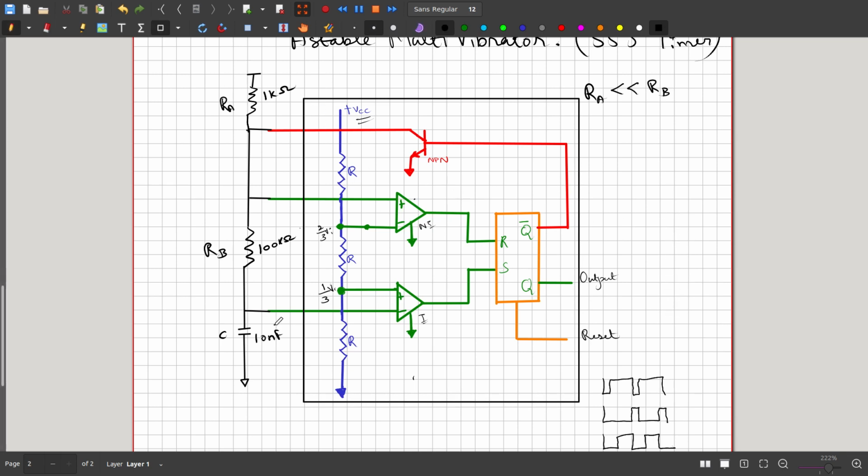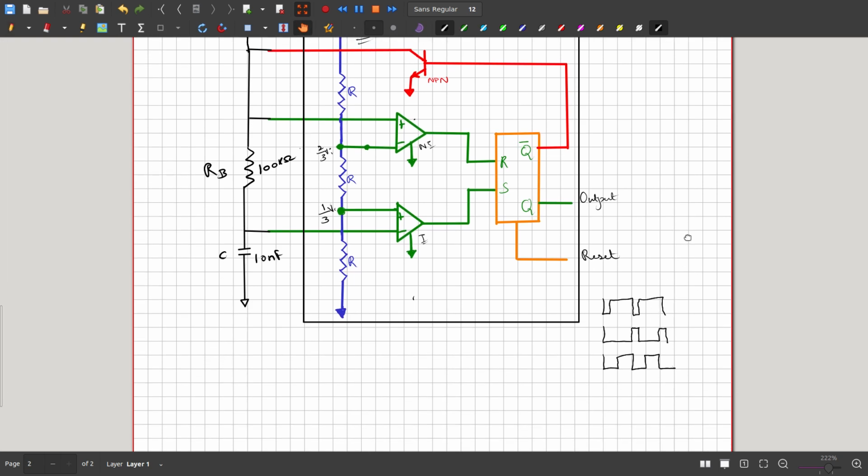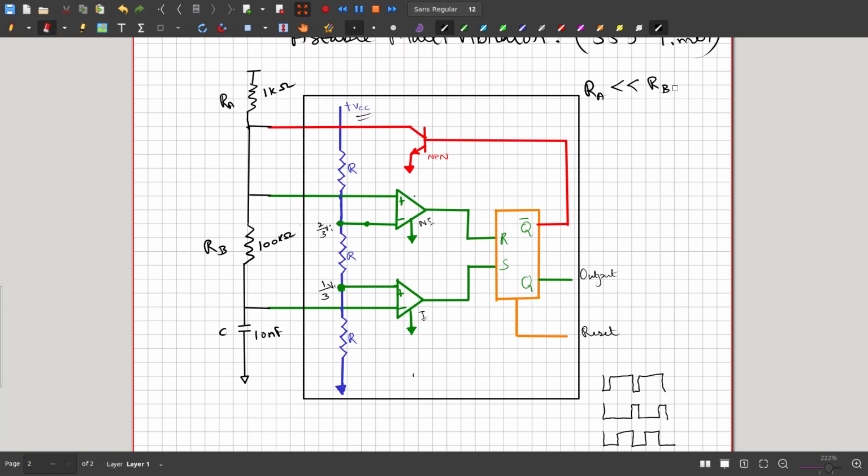And we have an external RC network. In this way we can create this type of square wave. This condition should be met: for an astable multivibrator, RA should be very much less than RB. I'll tell you why this is essential.